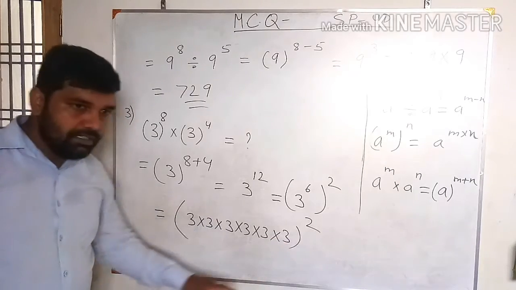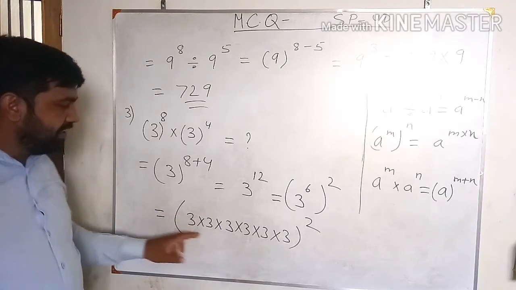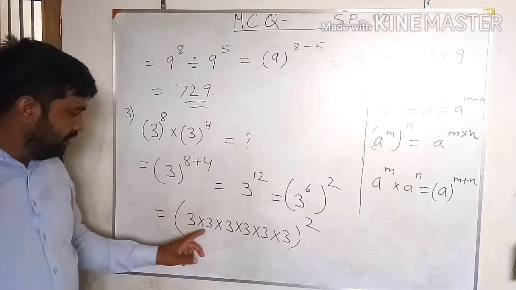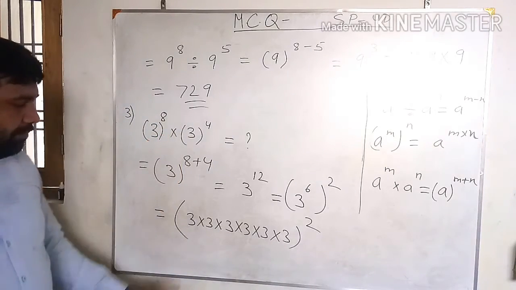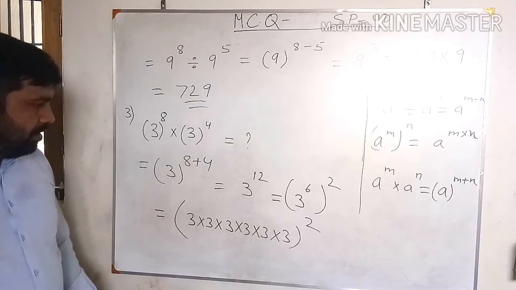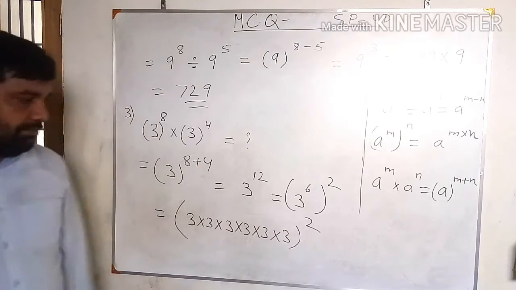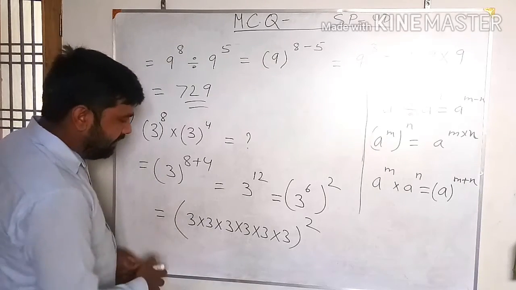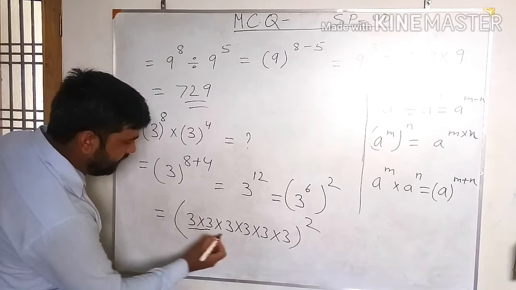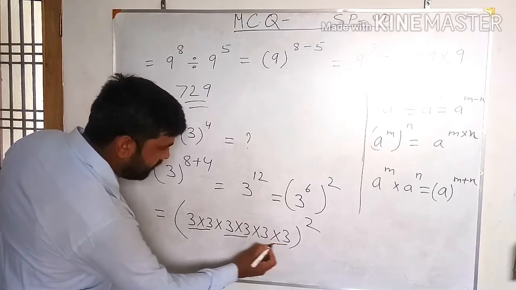3 to the power 6 means multiply the base itself 6 times. So 1, 2, 3, 4, 5, 6. Here we have multiplied the base itself 6 times, and the power is 2, we have just kept it. Now see what is the value of this. 3 times 3 is 9, this will give you what? 3 pairs of 9, so 9 three times.